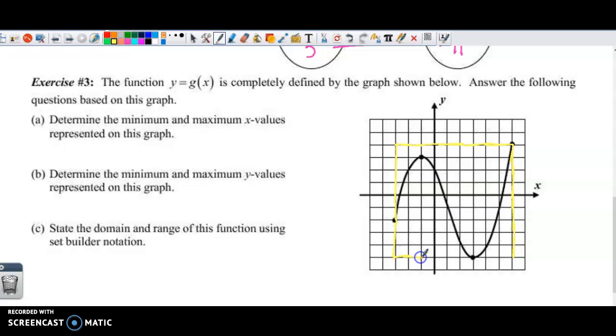So this might work for you, and I'm trying to do a yellow highlighter just to help you out. Because if I go back, let's just do orange, x values, since the x-axis is left and right, the lowest x value, the minimum x value, would be furthest to the left. So as I count, the furthest to the left is -3.